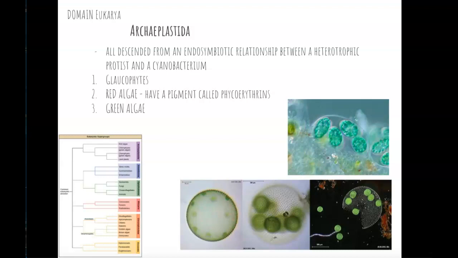There are 3 different types within this supergroup, and the first one are the glaucophytes. The second one are red algae, which are unique because they have a pigment called phycoerythrin that gives them their reddish color. And then there is the green algae, which is the algae that you are probably most familiar with that grows in your pool or your fish tank or your nearby lake.